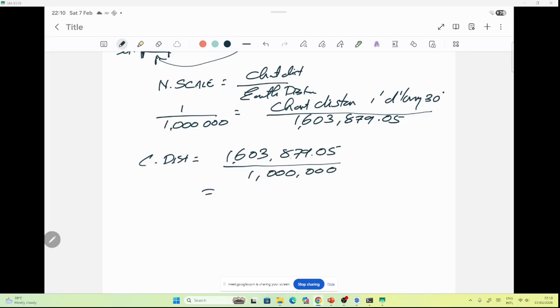1 million. 1, 2, 3, 4, 5, 6. How much are you getting? 1.6 millimeters. Are we clear? Am I right? Yes, sir. Harinder? Yes, sir. Okay. So that means what?